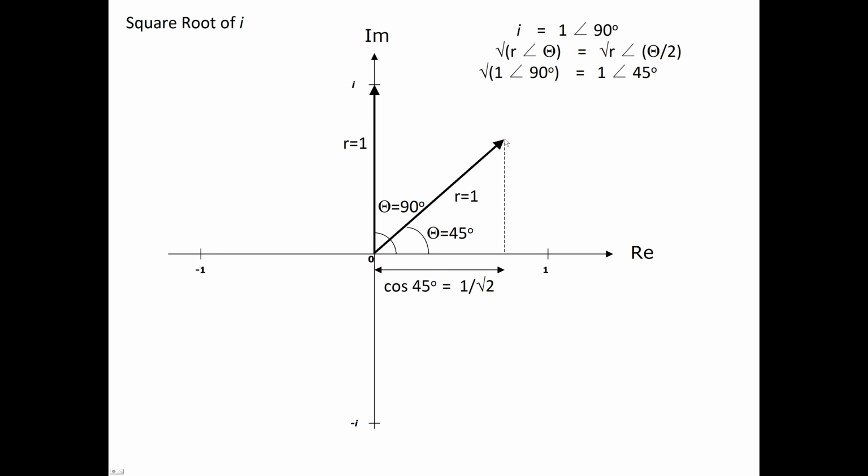That complex number there, with a magnitude of 1 and an angle of 45 degrees, would have a real component of cos 45 degrees, which is 1 over root 2, and also an imaginary component of 1 over root 2, which is sine of 45 degrees. So the answer to the square root of i would simply be the real component in rectangular form, 1 over root 2, plus the imaginary component i times 1 over root 2, or 1 plus i over root 2.